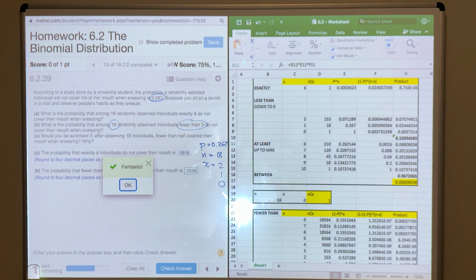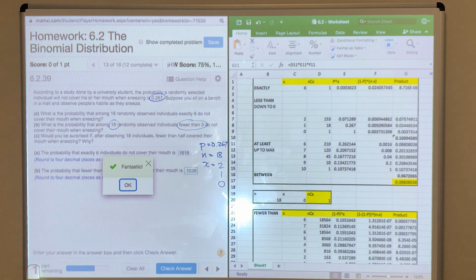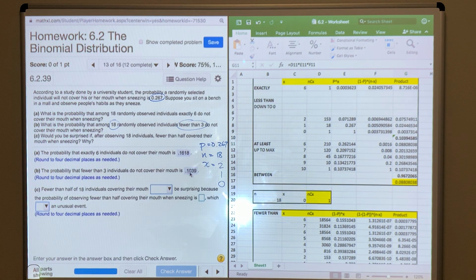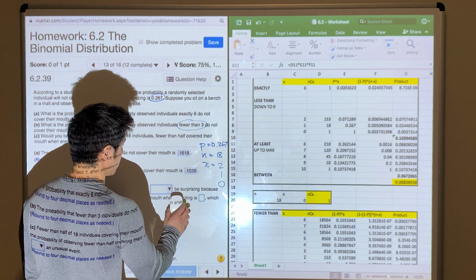0.1039. Okay, and there it is. So the first 2 parts are very straightforward, stuff that we've done in the previous problems. Now the last part is the tricky part. The last part is the new part. The last part is the stuff that messes people up.